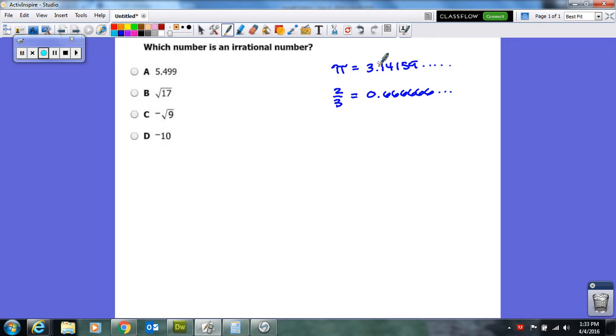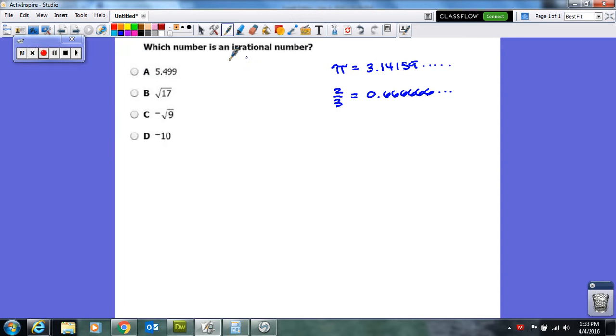A decimal value without any repetition, like 3.14159, and then 6 maybe, and then it goes on and on forever without any pattern to it, that's what's considered an irrational value.